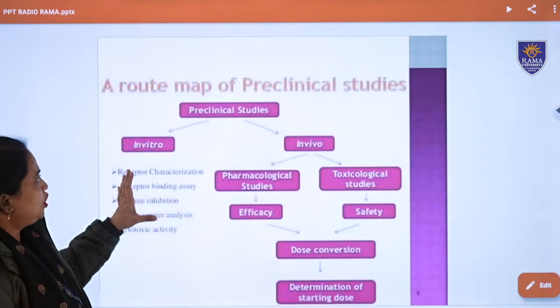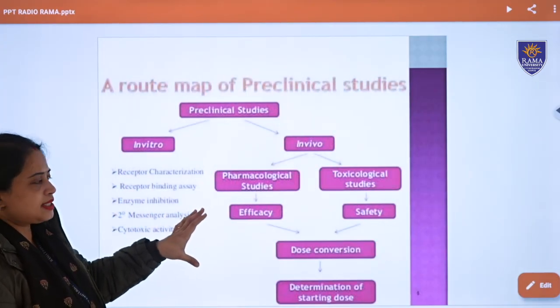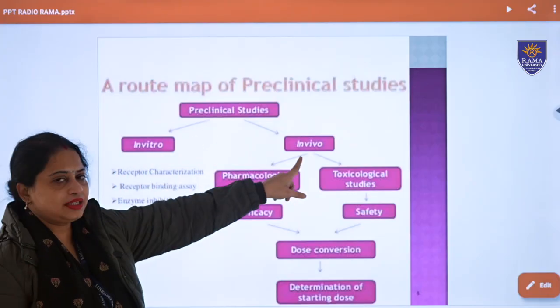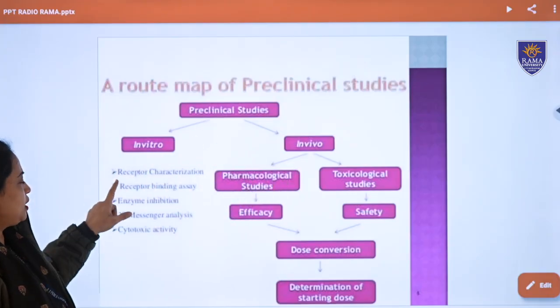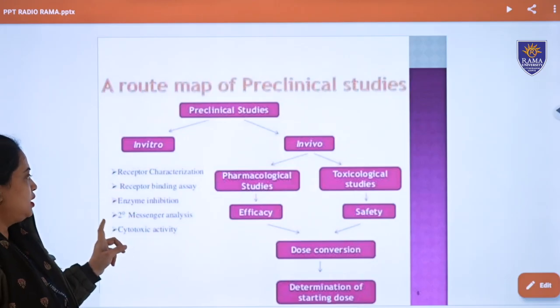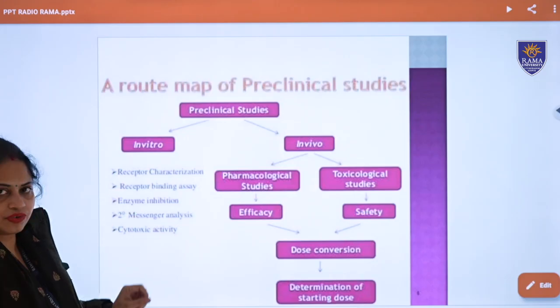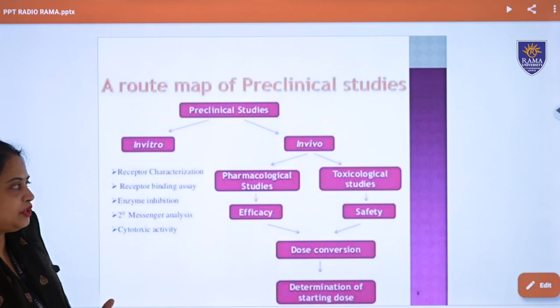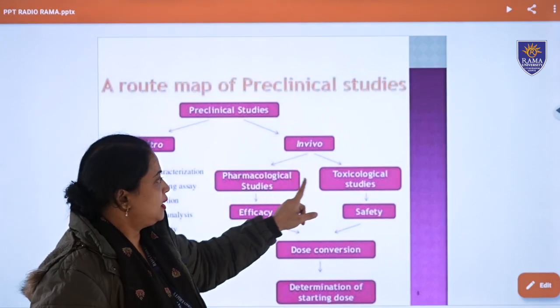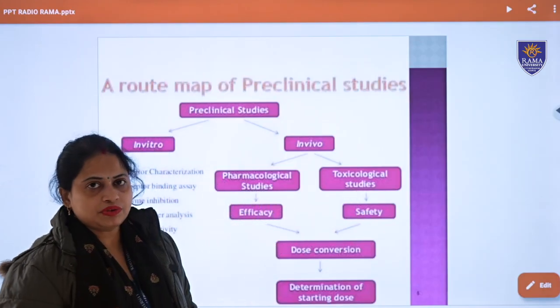Next one, this is the road map of preclinical studies. For preclinical studies, we are using two methods, in vitro methods and in vivo methods. For in vitro methods, we evaluate receptor characterization, receptor binding assay, enzyme inhibition, secondary messenger assays, and cytotoxic activity, whereas in the in vivo method, we are using both the toxicity study and the pharmacological screening model.